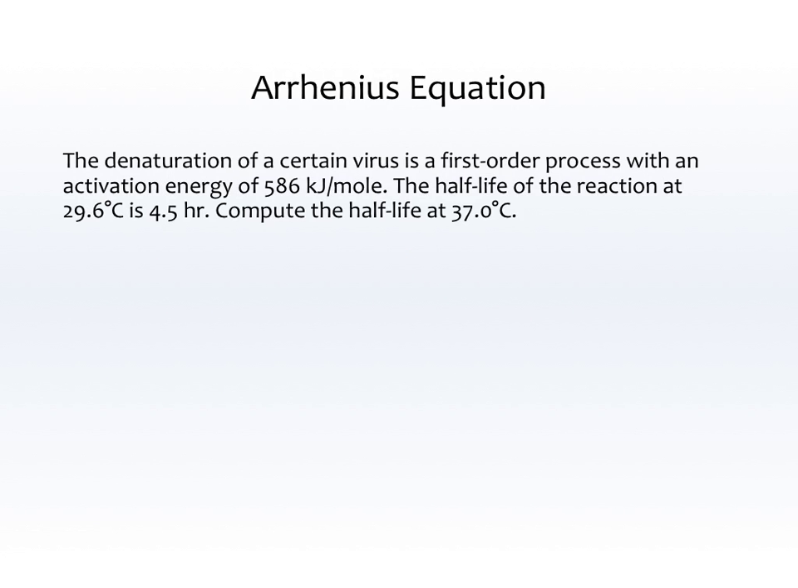So the denaturation of a certain virus is a first-order process with an activation energy of 586 kilojoules per mole. The half-life of the reaction at 29.6 degrees Celsius is 4.5 hours. Compute the half-life at 37 degrees Celsius. So I'm seeing a couple of units that don't match up, and the first thing I'm going to do is mess with the units. 29.6 degrees Celsius plus 273 is 302.6 Kelvin. 37 degrees Celsius plus 273 is 310 Kelvin.